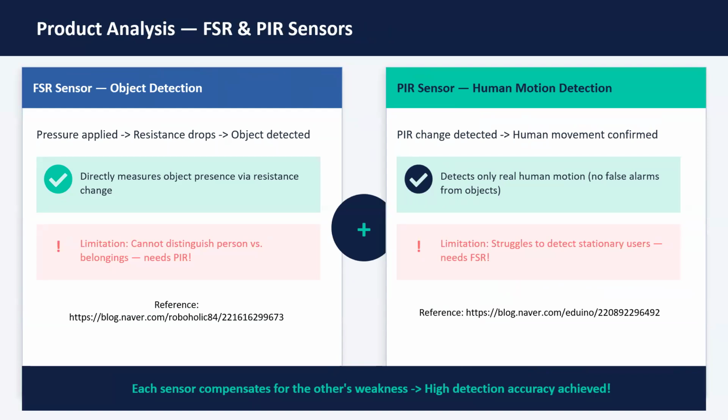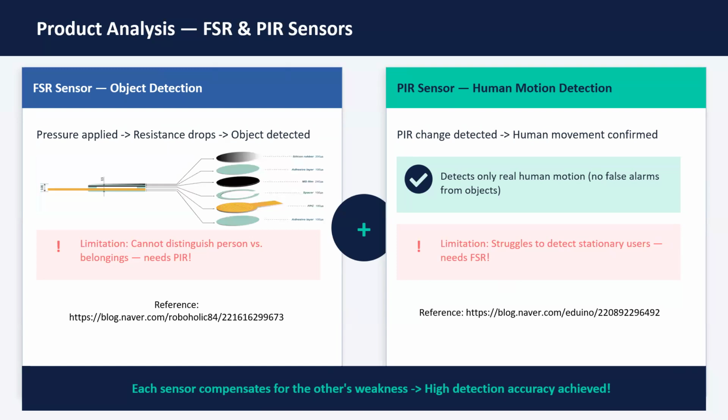Why is a single sensor not enough? The FSR sensor is an excellent tool for detecting the presence of an object. When pressure is applied, its resistance decreases, and based on the voltage divider principle, the system can determine whether an object exists. However, if only one FSR sensor is used, the system may mistakenly recognize a heavy textbook or a bag as a person occupying the seat.